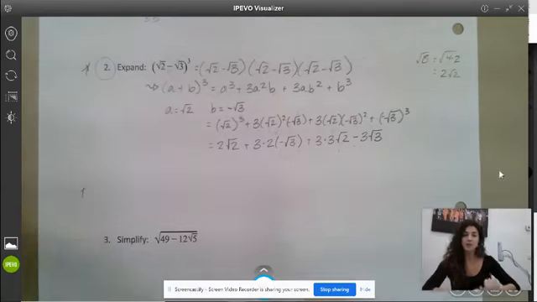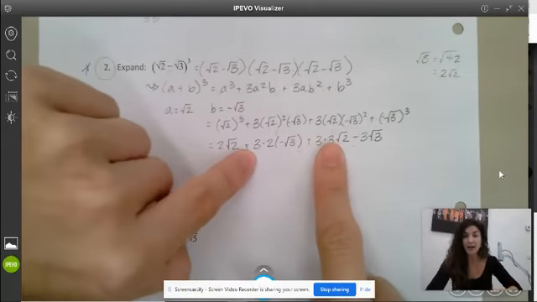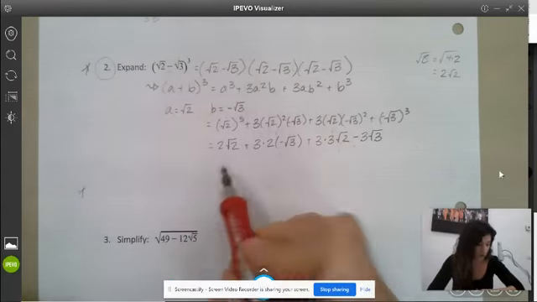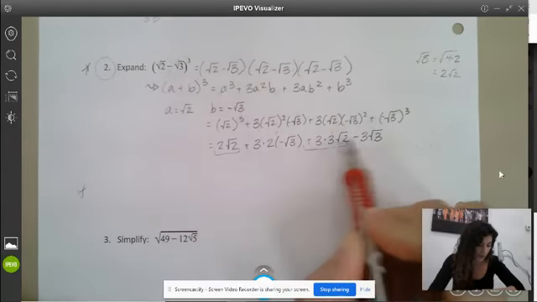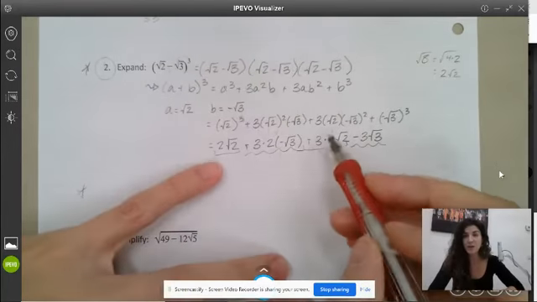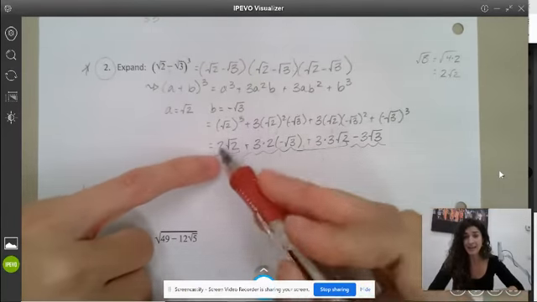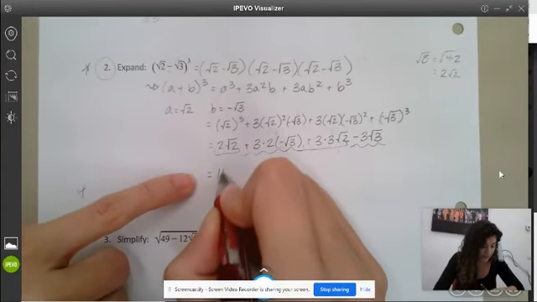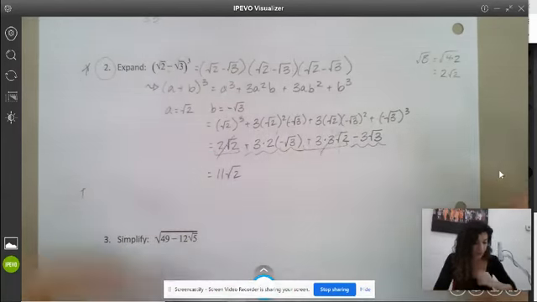Okay, so I'm going to do a couple things all at once in this last step. I'm going to multiply these coefficients together as well as combine them with their like terms. The like terms here are the square roots of 2 and then the square roots of 3. So 3 times 3 is 9. So I'll have 9 square root of 2 here and 2 square root of 2 here. So it's going to be 11 square root of 2 total.